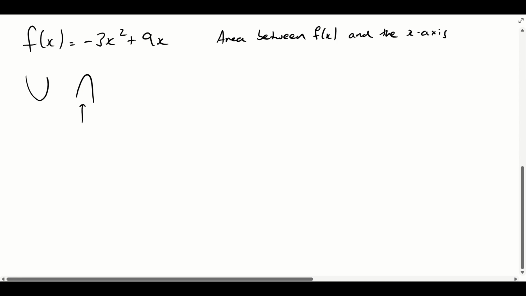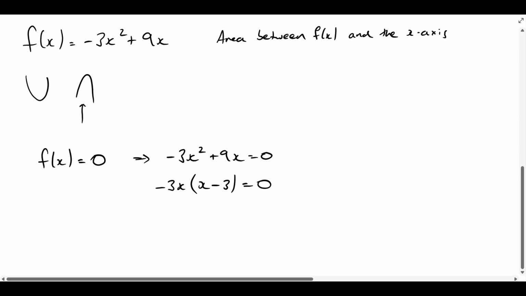So can we get some roots? Because if I can get the roots, remember that's going to help me define the bounds of my definite integral. If I have a root at 0 and then a root at 2, I would do my definite integral from 0 to 2. So remember, my roots are when my function is equal to 0. In other words, when -3x squared plus 9x is equal to 0. Now if I factorize this and bring out a -3x out the front, I'm left with x minus 3. And therefore, either x is 0, or x needs to be 3. So I've got two roots: a root at 0, 0 at the origin, and a root at 3, 0.